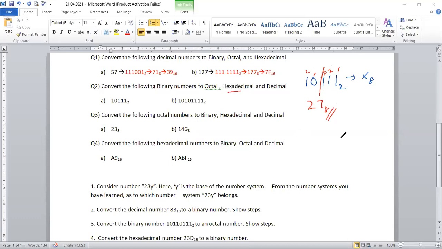Convert to hexadecimal. Now you know how to convert the number to hexadecimal number, base 16. How you can convert that? 1 2 3 4, 1 2 3 4. So 1 2 4 8, 1 2 4 8. So here only 1, here 4 2 7. So this will be base 16.